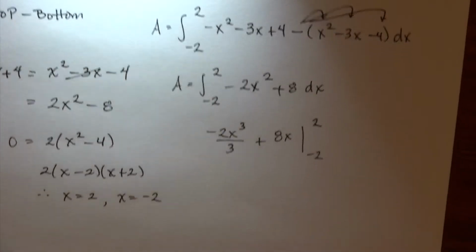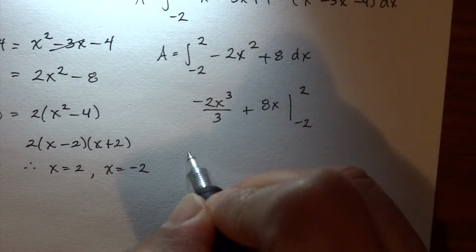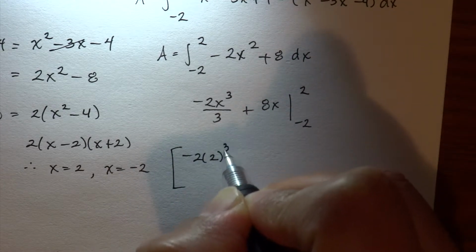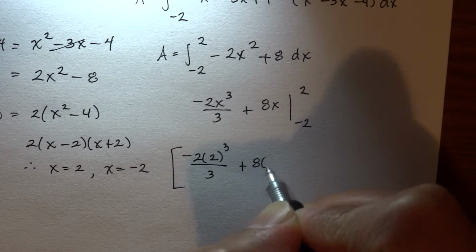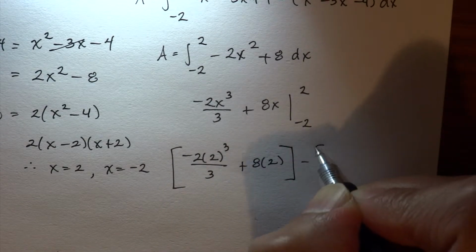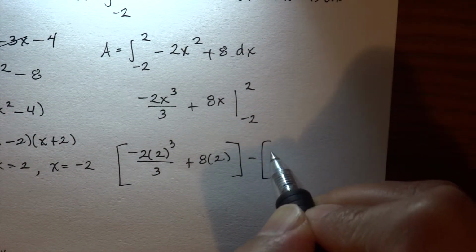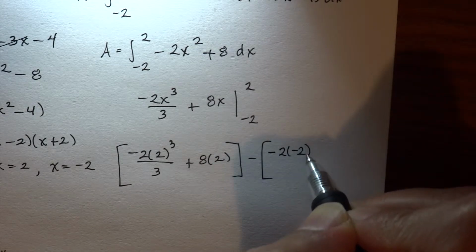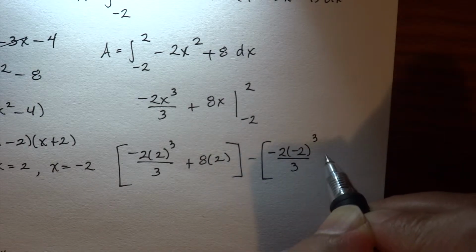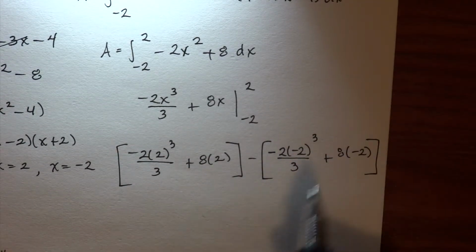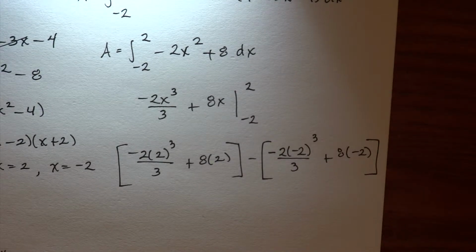And I'm just going to go ahead and set it up, and I'll let you guys finish it off for me. And let me just put it in brackets just so I'm staying nice and neat. So this becomes negative 2 times 2 cubed divided by 3 plus 8 times 2. Then minus, now I do the second one. Okay, and it becomes, be careful, we have a whole bunch of negatives here, negative 2 cubed divided by 3 plus 8 times negative 2. And basically this becomes algebra, and you can just go ahead and use your calculator and simplify this out. Okay, and it should be pretty straightforward.